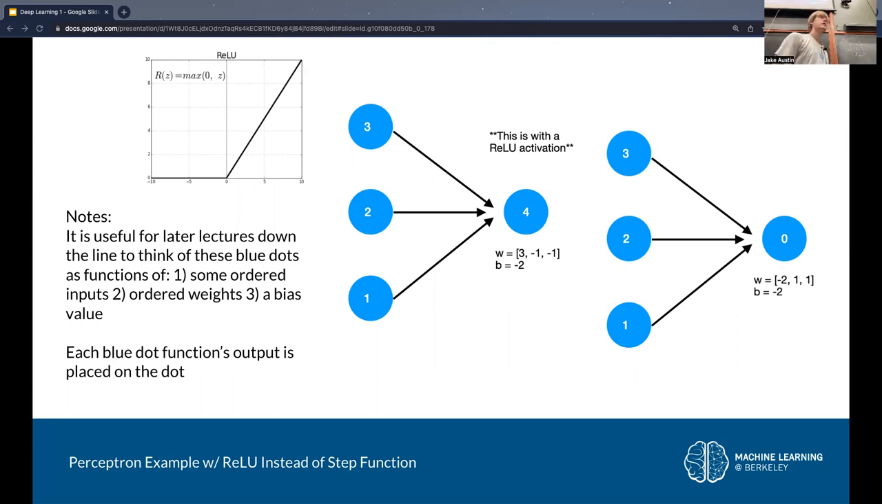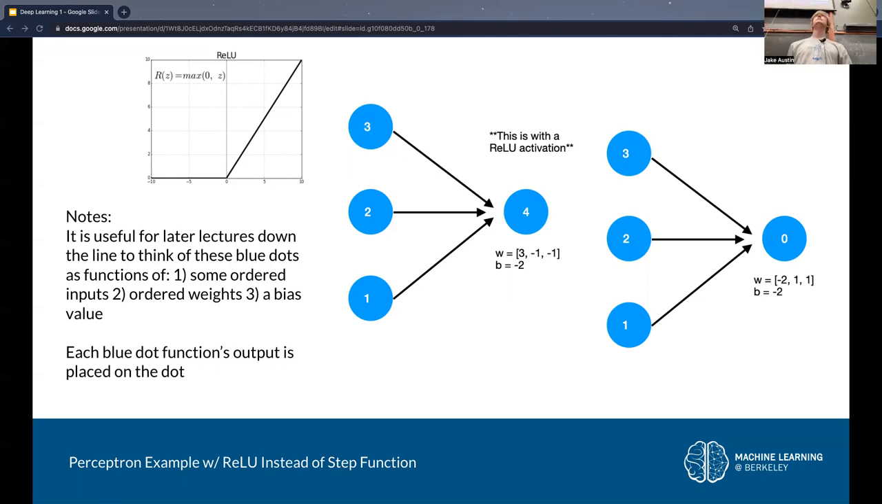Yes, friend. What is ReLU? It's just the graph up in the top left. It's a function that takes in a scalar, and what it spits out is the value it took in if x is greater than zero, otherwise it just spits out zero. So the output graph just sort of looks like that. Fair enough.